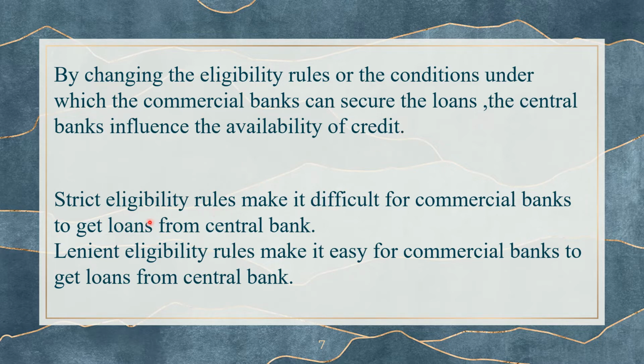If these eligibility rules are strict, they make it difficult for commercial banks to get loans from the central bank. When commercial banks get fewer loans, less funds from the central bank, obviously less funds will be passed on to the public. So if the central bank makes strict eligibility rules, commercial banks will find it very difficult to get loans from the central bank, and so they will not be able to pass more funds to the general public. And lenient eligibility rules make it easy for commercial banks to get loans from the central bank. If these rules are lenient, commercial banks will very easily get more loans from the central bank, which they will easily pass on to the general public.